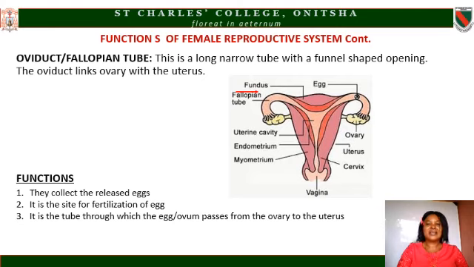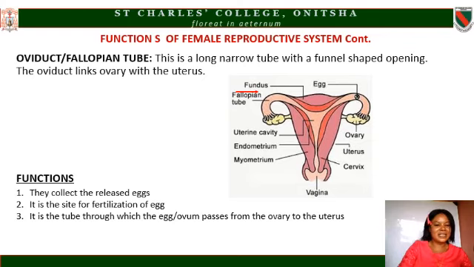This is a long, narrow tube with a funnel-shaped opening. The oviduct links the ovary with the uterus. Look at the structure here. On the left-hand side, that red arrow indicates the left fallopian tube.